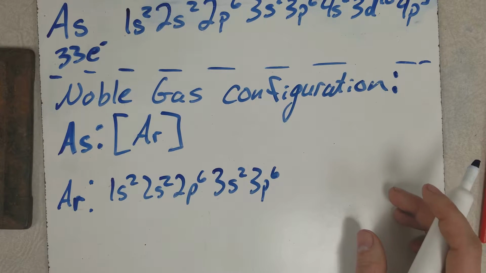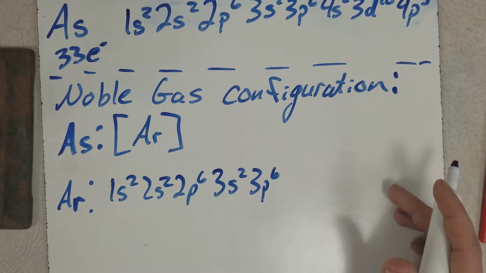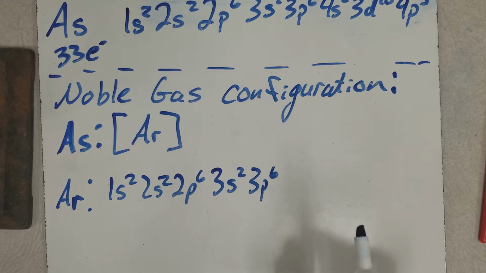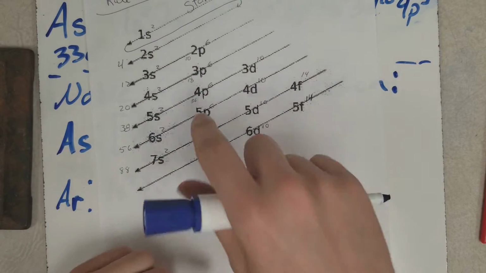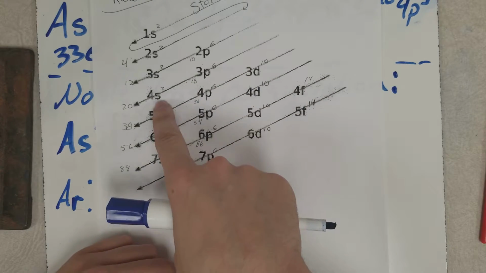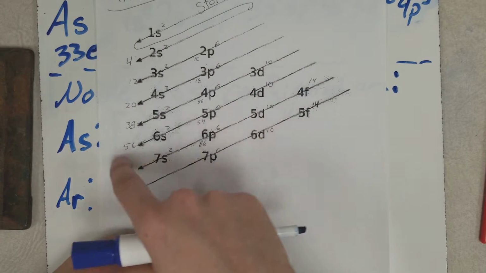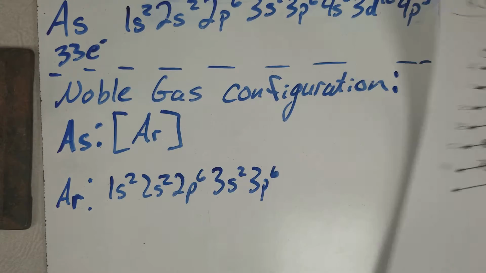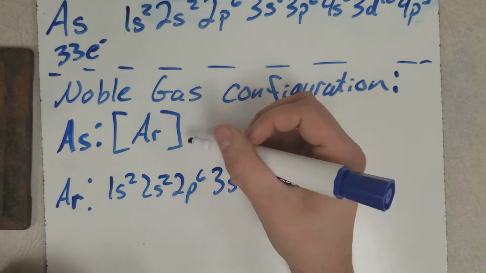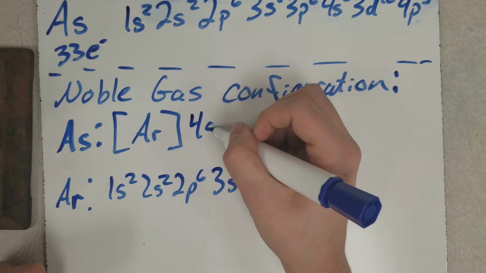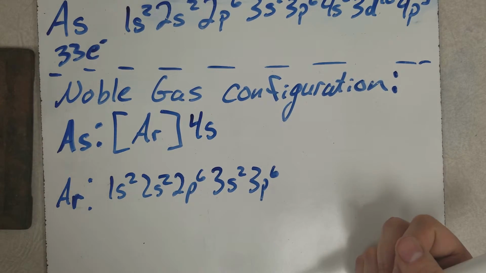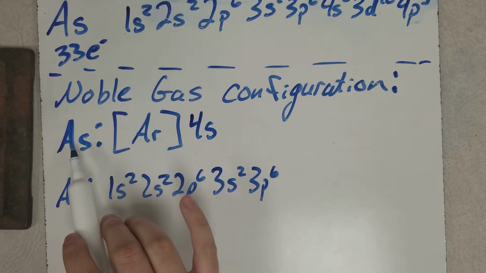Then we have to figure out what's the next one to write after that. When we look at our diagonal rule chart, we find 3p6 here. So our next one is going to be the 4s, and then the 3d, and so on and so forth. So at least 4s.